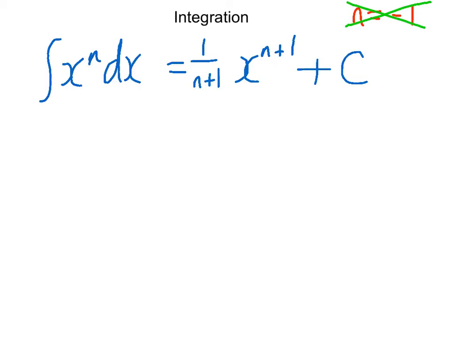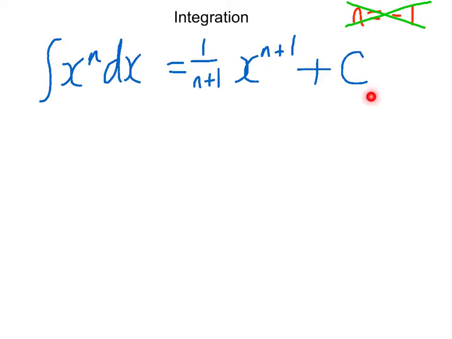So for integration, if you've got this sign, the integral of x to the n dx, it's basically taking you back the other way. So it's saying, what did we differentiate to get this? So the power goes up by 1 this time, and you are dividing by the new power. You could have written it as x to the n plus 1 over n plus 1. It depends on personal preference. I prefer to put it as a fraction before.